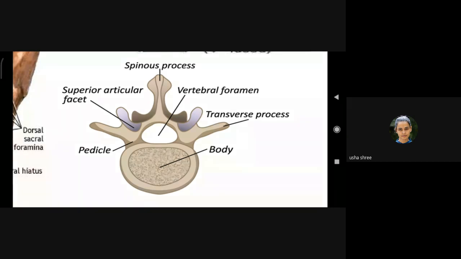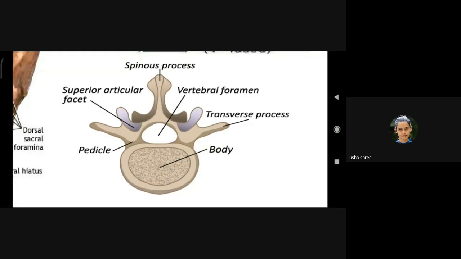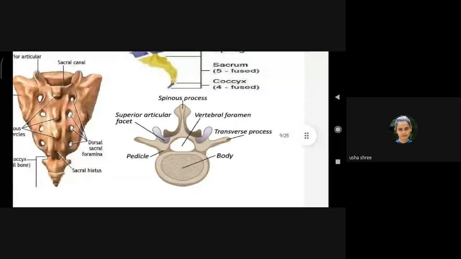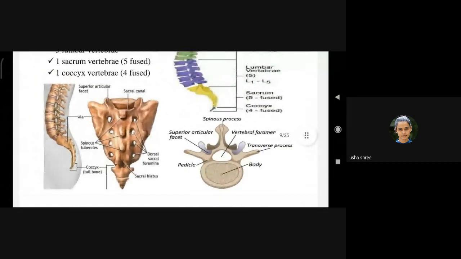So this is a very mechanized structure made by God in the human body. You will be amazed by the processes and the functions and how these are made with such good engineering by God. We will study in detail in the further classes.